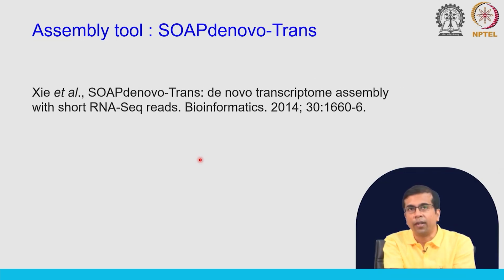And we have another tool, as I mentioned. This is again a de novo transcriptome assembly with short reads. It's called de novo trans, and again you can go and have a look. So, we will discuss some other tools which also do assembly as well as can quantify the transcript abundance.